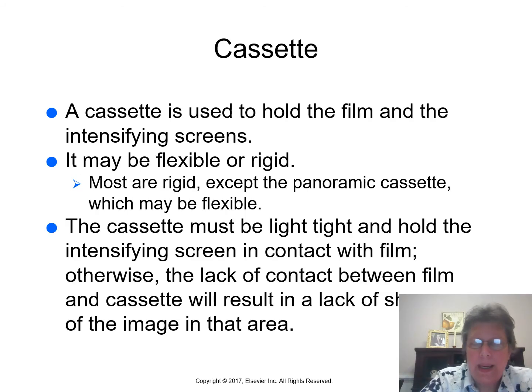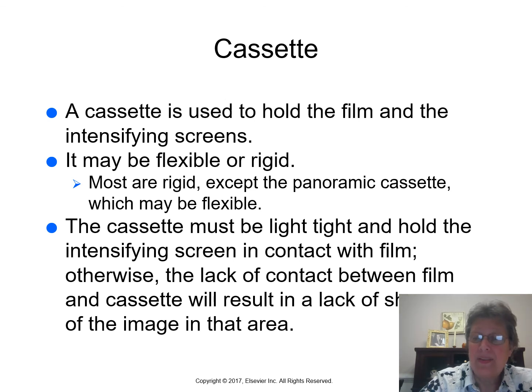We've talked about the cassette. The cassette is just used to hold the film stable. The film has to be, it's like a sandwich. The film has to be in the middle, and then the intensifying screens on both sides. The intensifying screen has to be held tight next to the film. There can't be any movement in there. But as far as the cassette goes, we said it can be metal or it can be a vinyl and be more flexible. But the cassette also has to be light tight, regardless of which type it is.